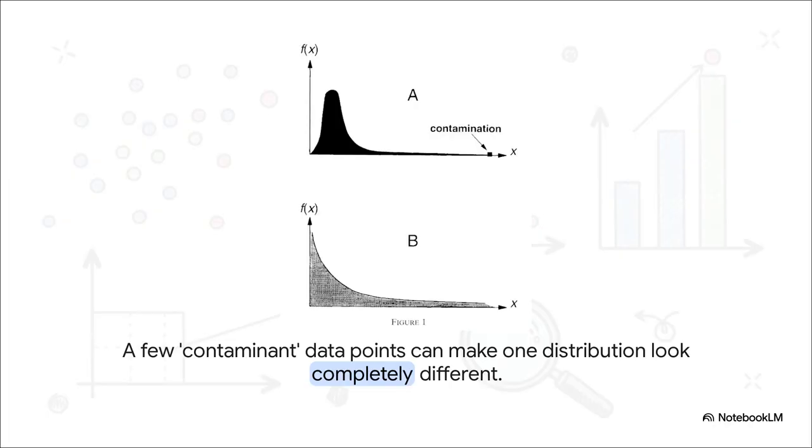Okay, take a look at this. This visualizes the problem perfectly. Graph A shows a pretty standard set of data, but watch what happens when we add just a few rogue observations, what the source material calls contamination. The whole picture just warps into something that looks like Graph B. It's the same reality underneath, but now it's telling a totally different story. A single point can really change everything.